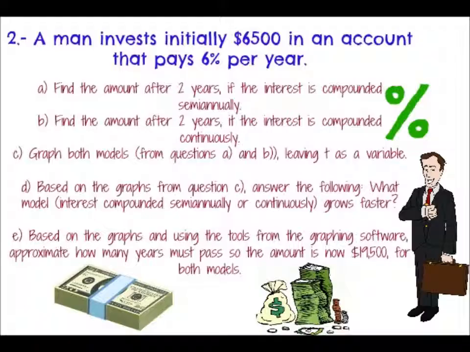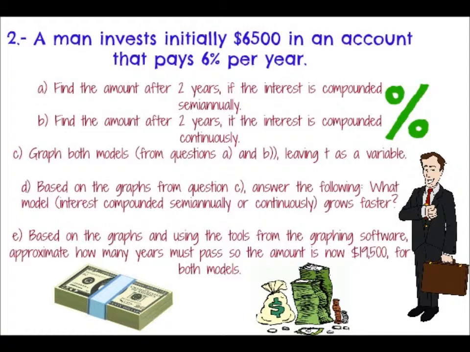Let me show you. So the problem says that a man invests initially $6,500 into an account that pays 6% interest per year. So what it's asking us to find is: A, find the amount after 2 years if the interest is compounded semi-annually. B, find the amount after 2 years if the interest is compounded continuously. C, graph both models from questions A and B, leaving t as a variable.